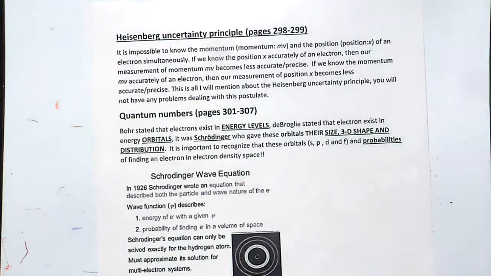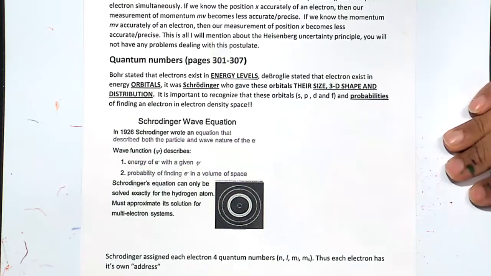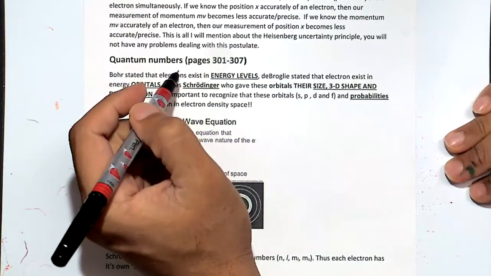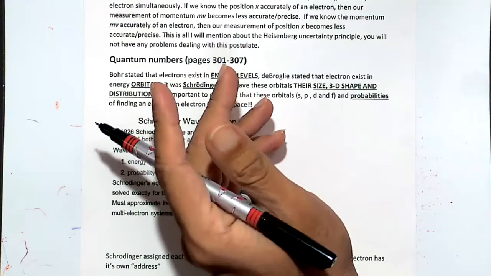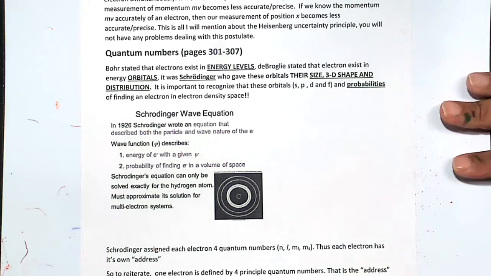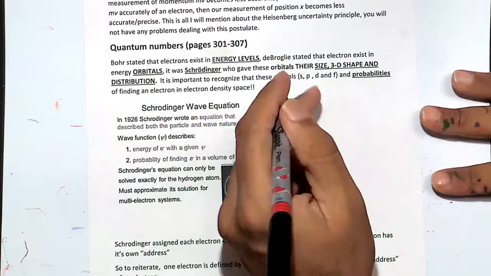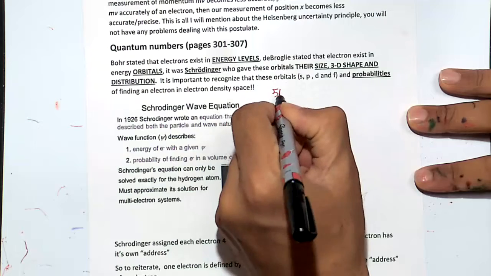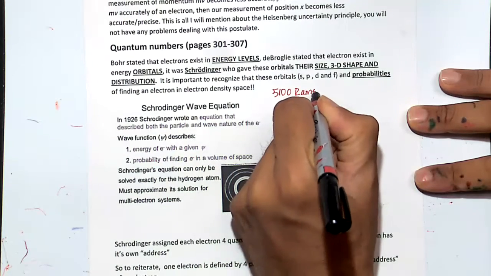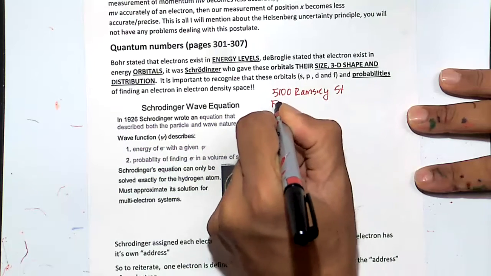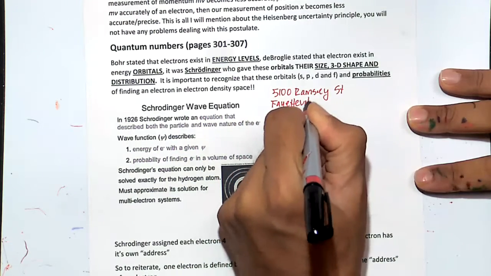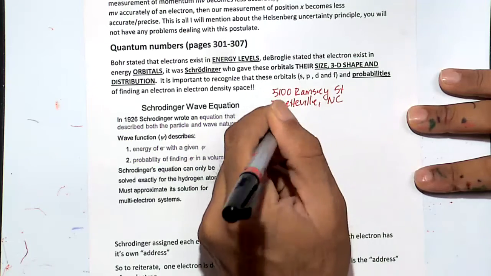Let's shift gears and talk about quantum numbers. Let me introduce quantum numbers by giving you an address. I won't give you my address, but the school's address: 5100 Ramsey Street, Fayetteville, North Carolina 28311.